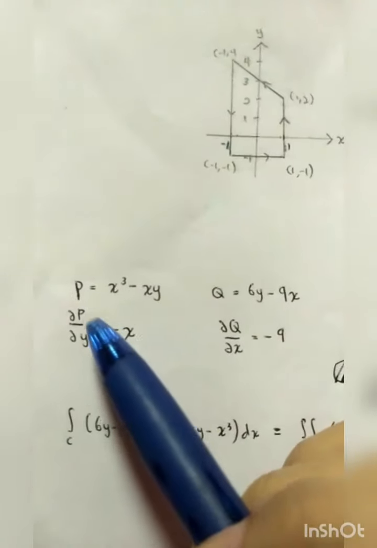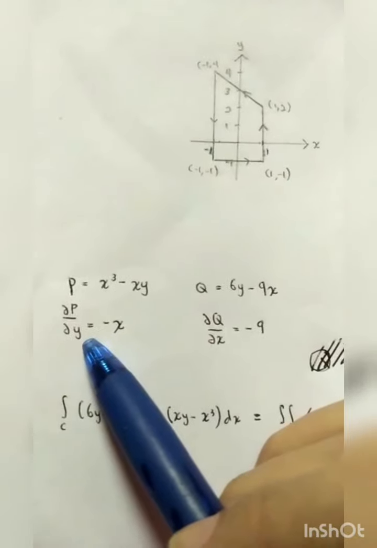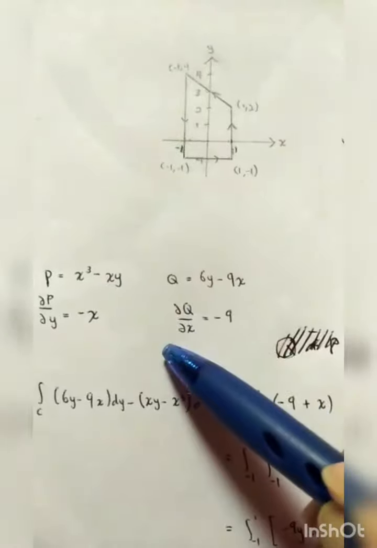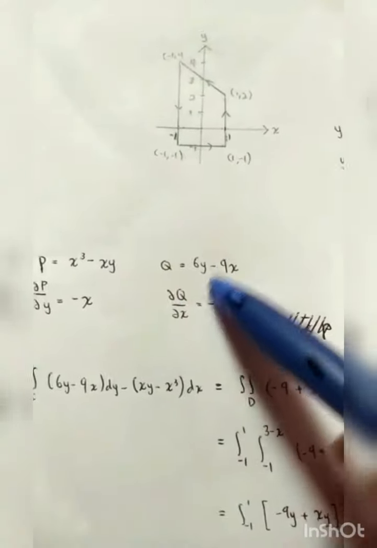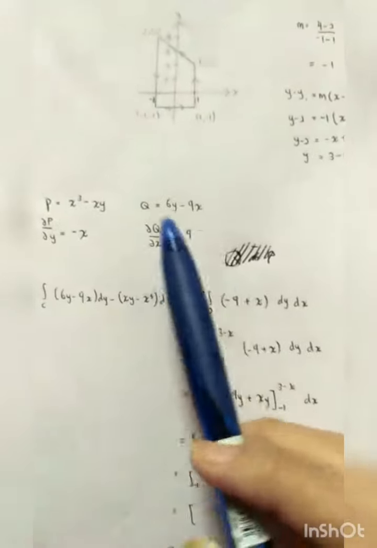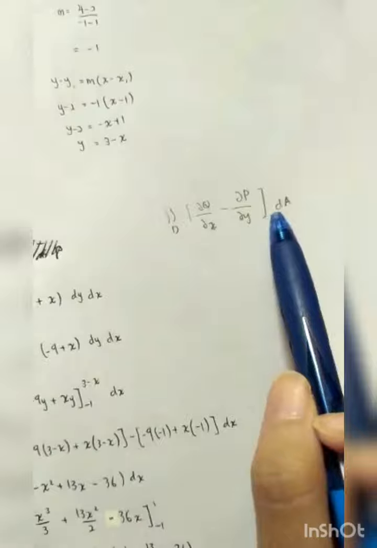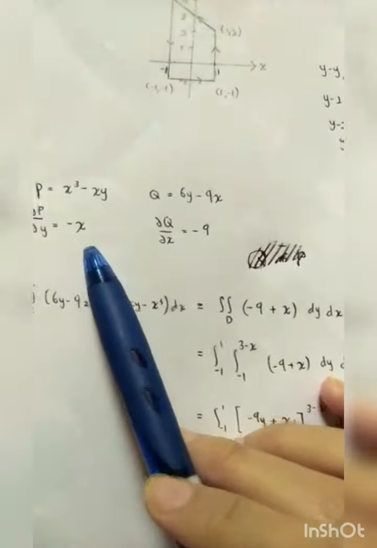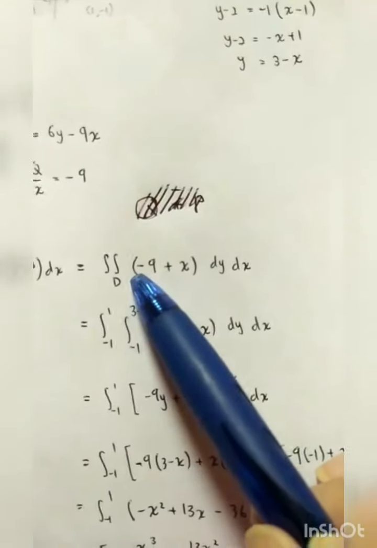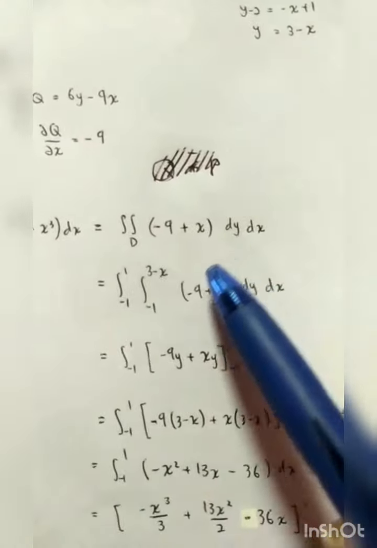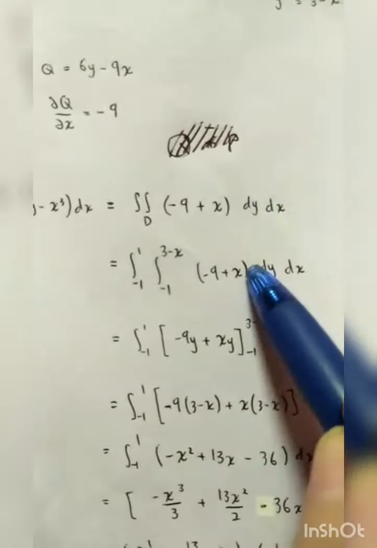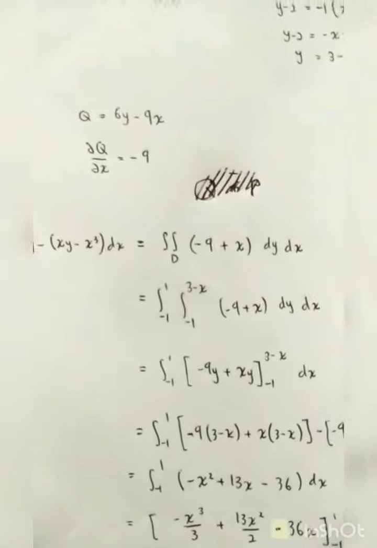After that, we need to differentiate p with respect to y, and we will get negative x. For q, we differentiate it with respect to x, and we will get negative 9. After that, we need to substitute this value into this formula. So negative 9 minus negative x, and we will get negative 9 plus x. So for this one, I choose dy first and then dx.